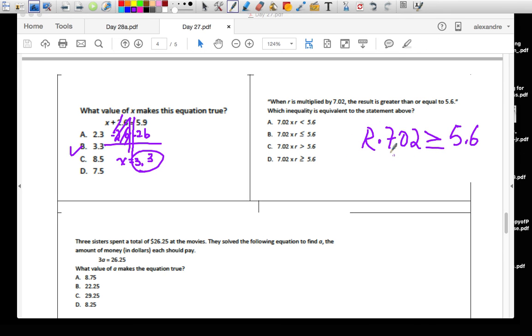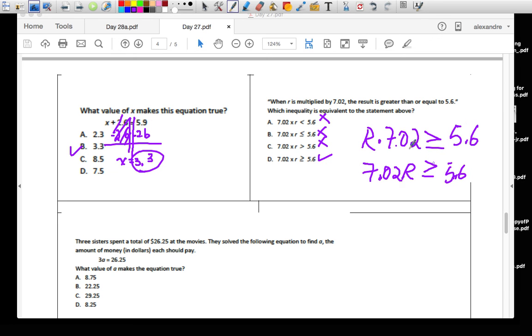And remember, the only thing that you can tell here is that 7.02 comes first. Remember, when you're writing a number with a variable, the numbers always come first. So 7.02 times a number that we don't know is greater or equal to 5.6. Okay, so it's the same thing I wrote, just I changed the order here. And it's not this, it's not this, it's not this, and it's this.